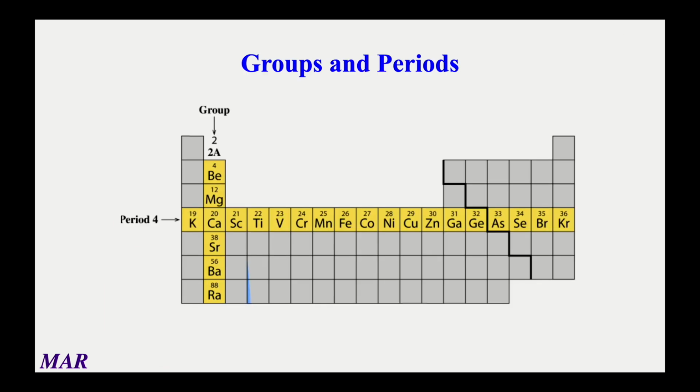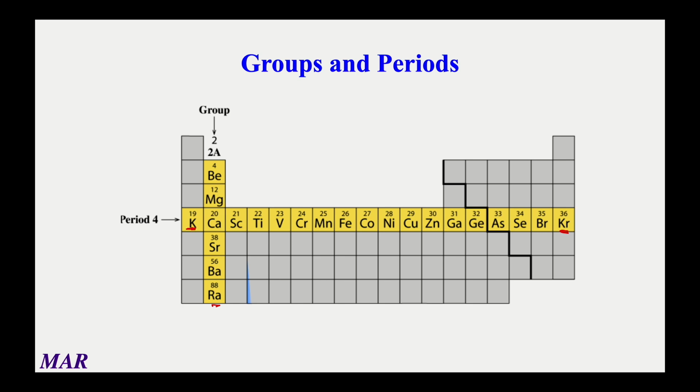Here's a better picture showing groups and periods. This is group 2A. It's starting with beryllium and going down to radium. Group 2A is called the alkaline earths. I'll talk about that later. This is a period. This is the fourth period. It starts with potassium and goes all the way over to krypton.